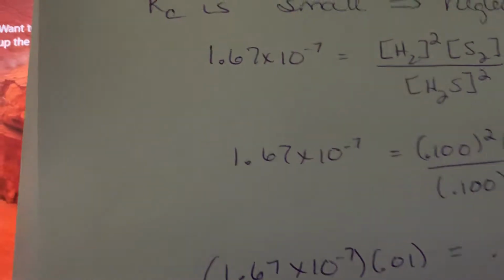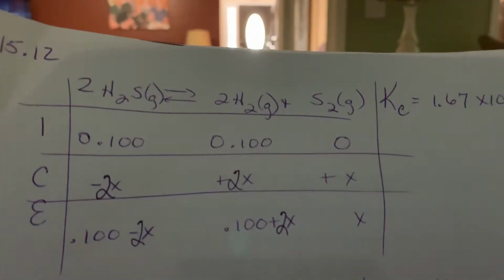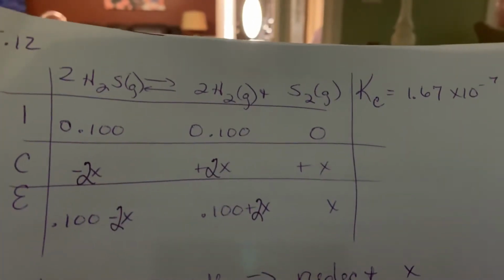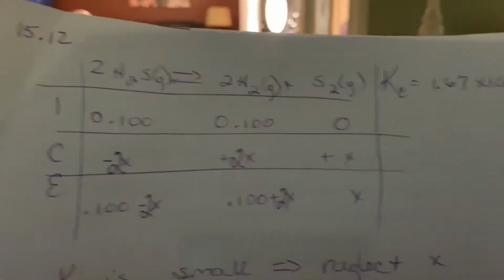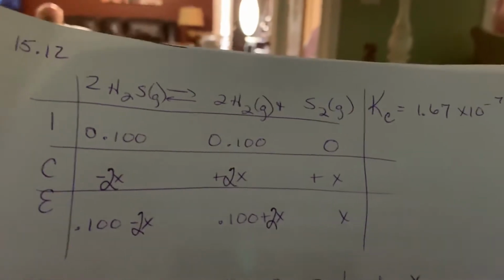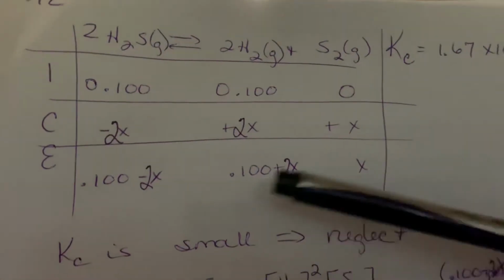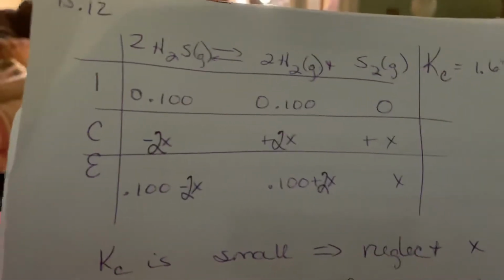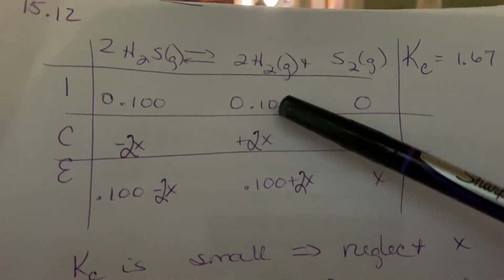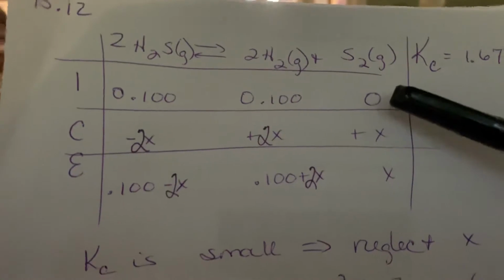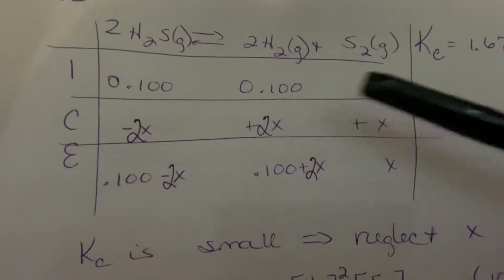So let me show you my work on this. All right, so as always, I set up my ICE table. I put the balanced reaction above the ICE table. I filled in all the information that the problem gave you, and so it told you the initial concentration of hydrogen sulfide and hydrogen. Well, actually the initial concentration of sulfur too.